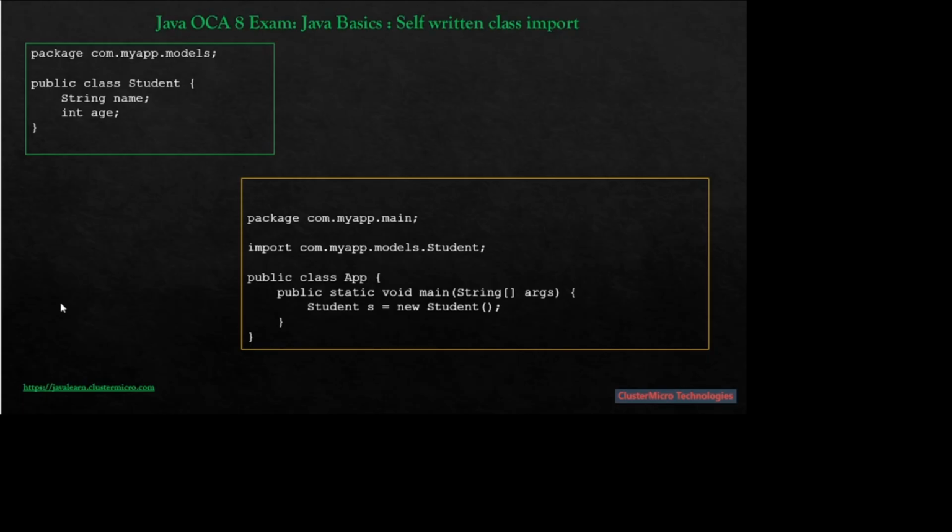Because this particular class App resides in the package com.myapp.main, to use the Student class in the App class, what you have to do is import the Student class. How do you import it? Import com.myapp.models, that's the package name, and then the class name. So you give that, and your Student class gets imported. You can instantiate it and start using it here.